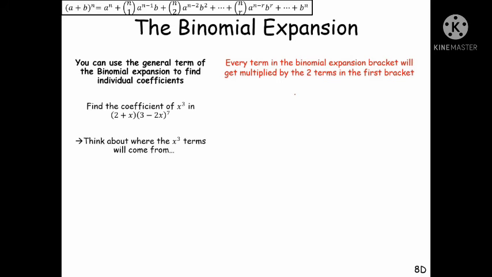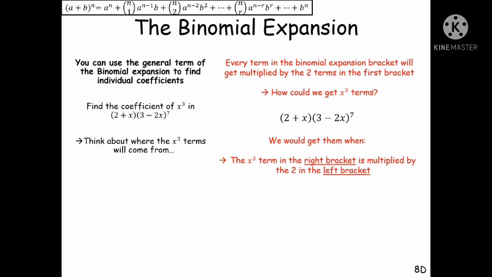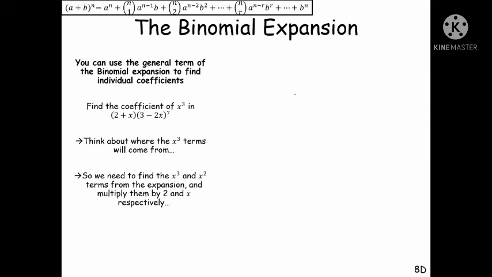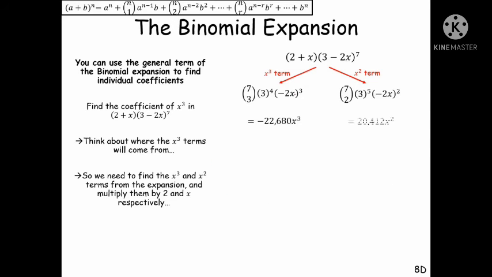Every term of the binomial expansion bracket will get multiplied by the 2 terms in the first bracket. So how could we get the x cubed terms? I've got (2 plus x) times (3 minus 2x) to the 7. We would get them when the x cubed in the right bracket is multiplied by the 2 in the left bracket, the x squared in the right is multiplied by the x in the left, and so on and so forth. So we need to find the x cubed and x squared terms from the expansion and multiply them by 2 and x respectively. So we know what we need to do. Let's sort this out. Okay?